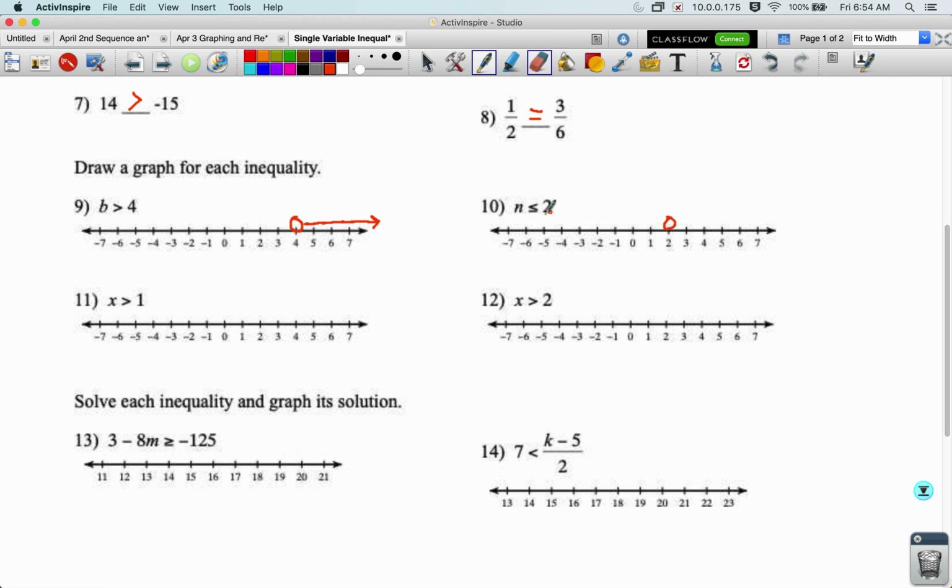Put a point at 2. This one does have the or equal to, so I fill it in. All right, I want to draw an arrow towards the values that are less than 2. So the arrow comes this way. All of these numbers are less than 2.